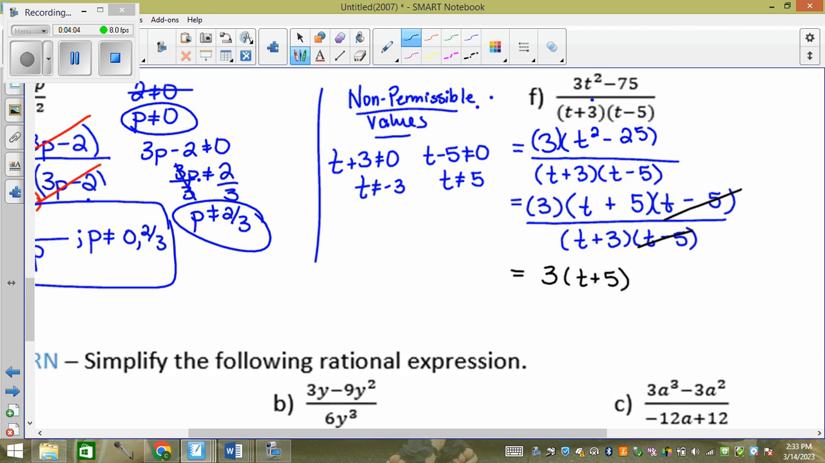Now, some people leave it like this with the crossed off terms. That's not the end. That's just lazy. You need to go one more and at least write it out. Now, the bottom doesn't actually need a bracket. I'm just putting it there to prove a point. And then you always put behind it your NPVs. t can't equal negative 3 and 5.